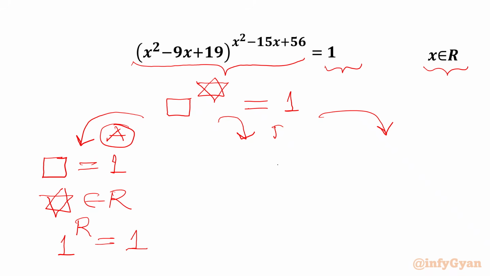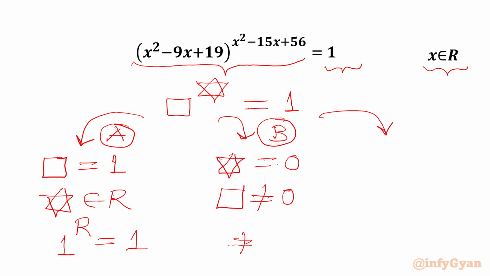Case 2, which we call B. Here our power or star is equal to 0. If power is 0, we are going to get RHS 1, but only one point is there: base should not be 0. Once base is also 0, we'll get the 0 power 0 form, which is indeterminate. So here I can write base is not equal to 0, a non-zero value with power 0 will always get 1.